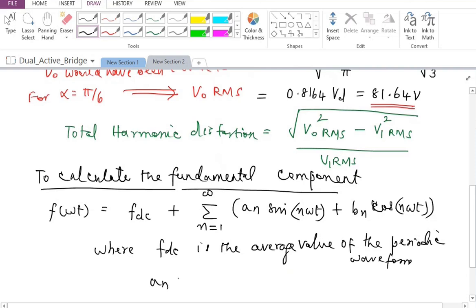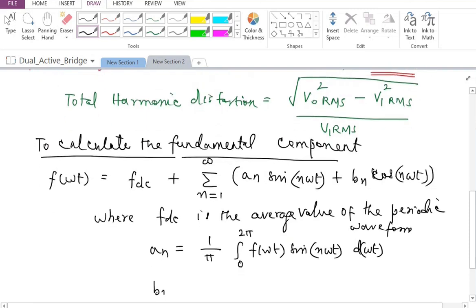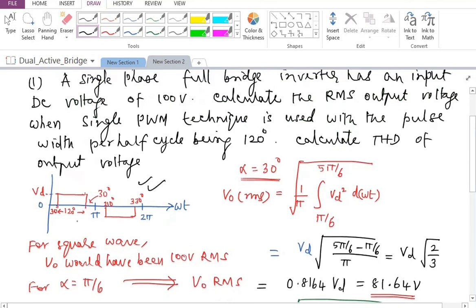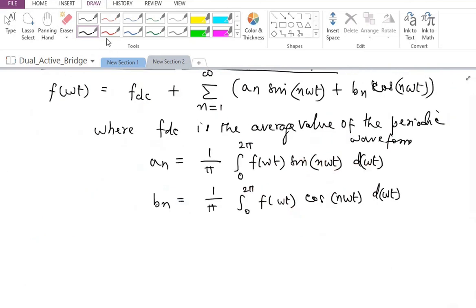and an is equal to 1 by pi integral 0 to 2 pi f of omega t sine n omega t d omega t. And similarly, bn is equal to 1 by pi integral 0 to 2 pi f of omega t cosine n omega t d omega t. So using this, let us try to calculate, especially for this particular waveform, whatever we have drawn, what is the fundamental value. So I should say A1 and B1 are the fundamental value.